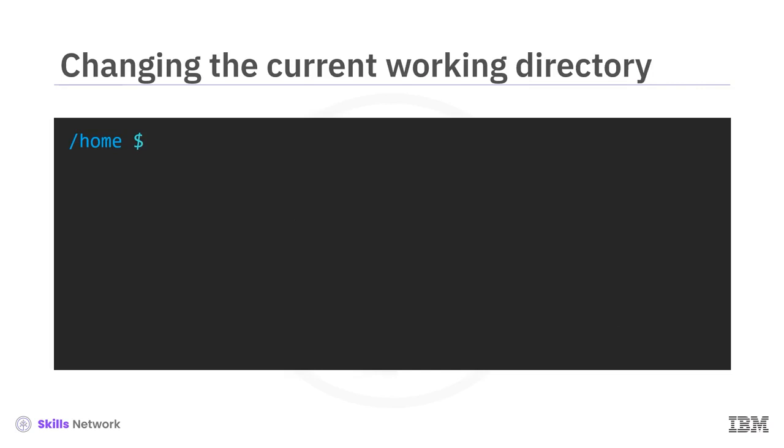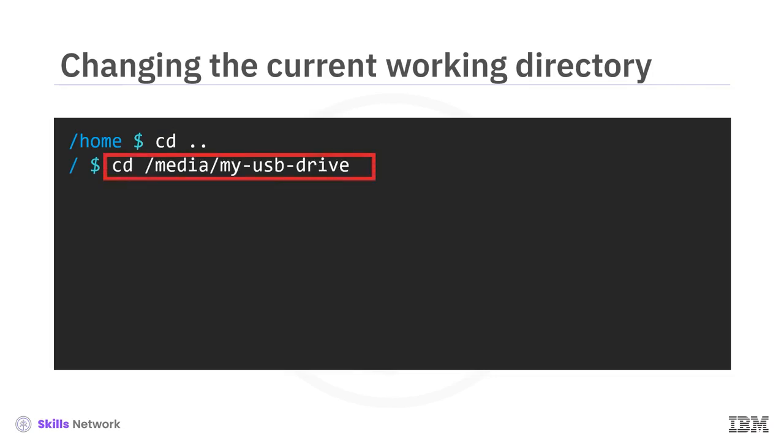Again, starting at the /home directory, enter cd .. to change the current working directory to the parent of the existing current working directory. So in this example, the parent of /home is / or the root directory. To then navigate to a USB drive called My USB Drive in the media directory, enter cd /media/myusbdrive.